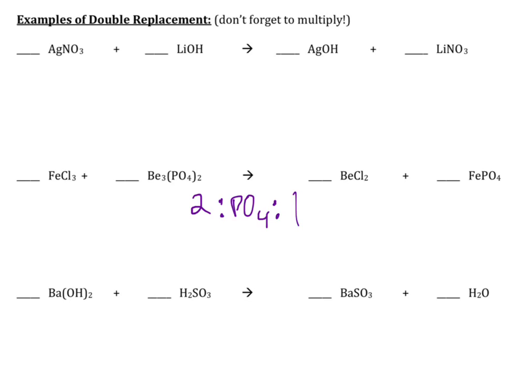And so that tells us that we need to fix that by multiplying this by 2. And when we multiply that by 2, this becomes 2. But what about the irons? Well, there are 2 irons here now, because we put that 2 there and it multiplies that iron, but there's only 1 iron over here. And so we have to put a 2 here to fix the irons.